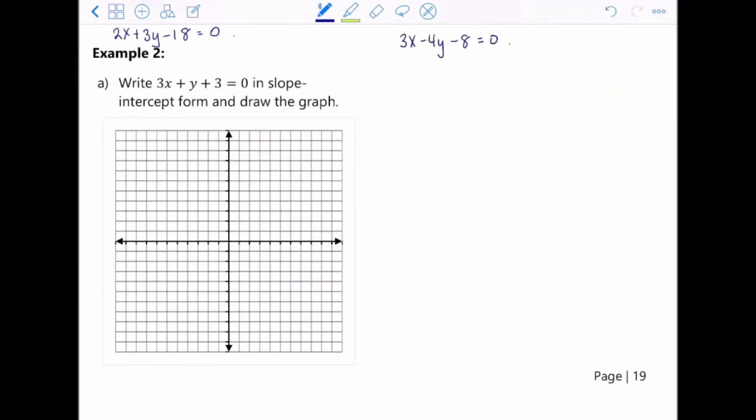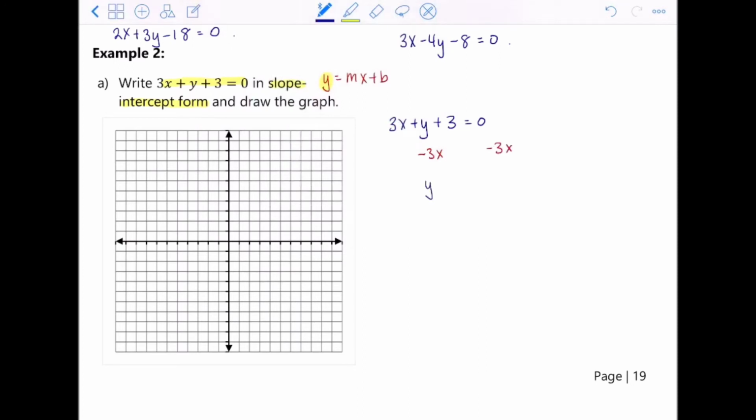Example 2, we're going to write that general form equation into a slope-intercept form and draw the graph. So we know that slope-intercept form looks like y equals mx plus b. What we're given here is a general form, so we're going to go backwards now. So let's take a look at the general equation they provided us. In order for us to isolate y onto the left-hand side, we're going to remove 3x on both sides.